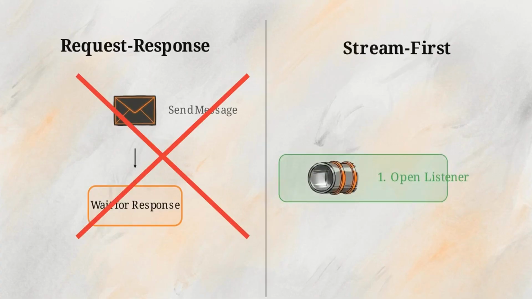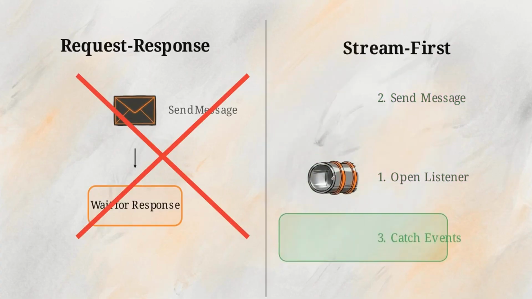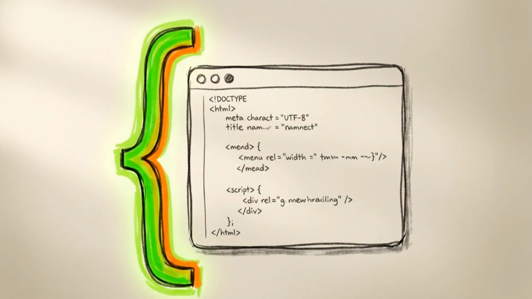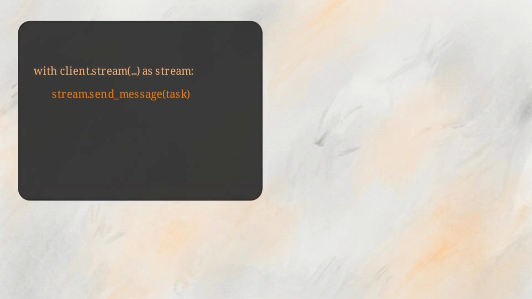Instead, you must open the event stream listener first and only then send your prompt. In your code, you write a stream block that creates an open context. You place your send message command inside that open context, followed immediately by a loop to catch events.